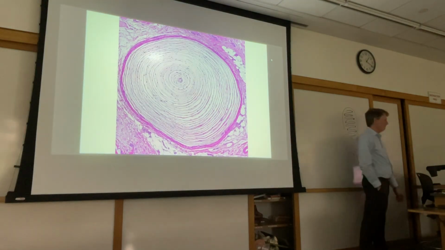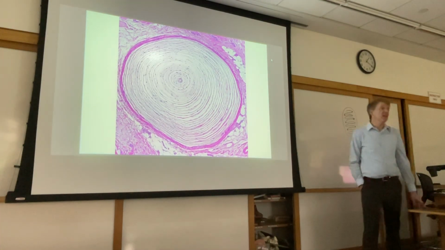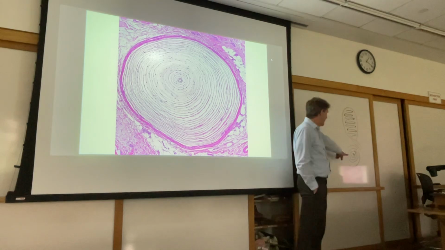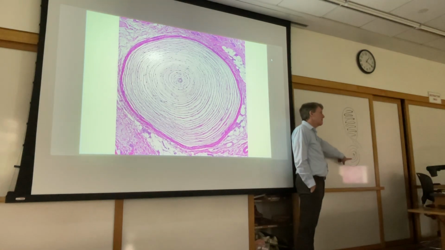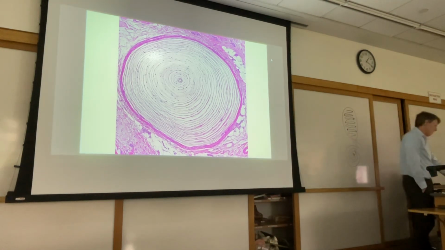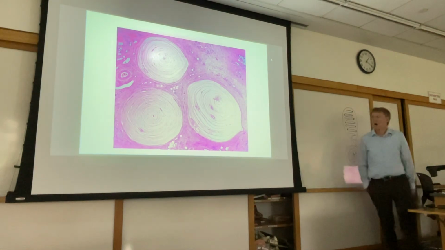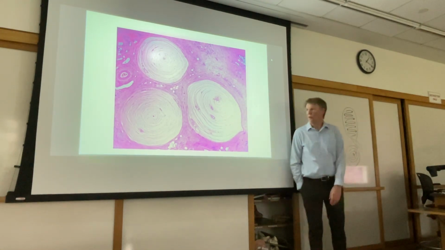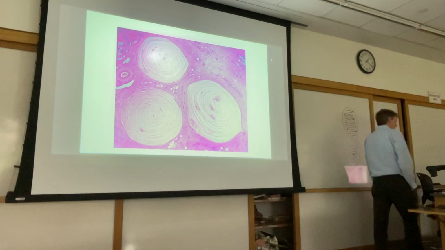What's this? That's a Pacinian corpuscle, right? That's the one that looks more like a cut onion, okay? If you're wondering what 3 Pacinian corpuscles look like, that's what 3 look like next to each other.